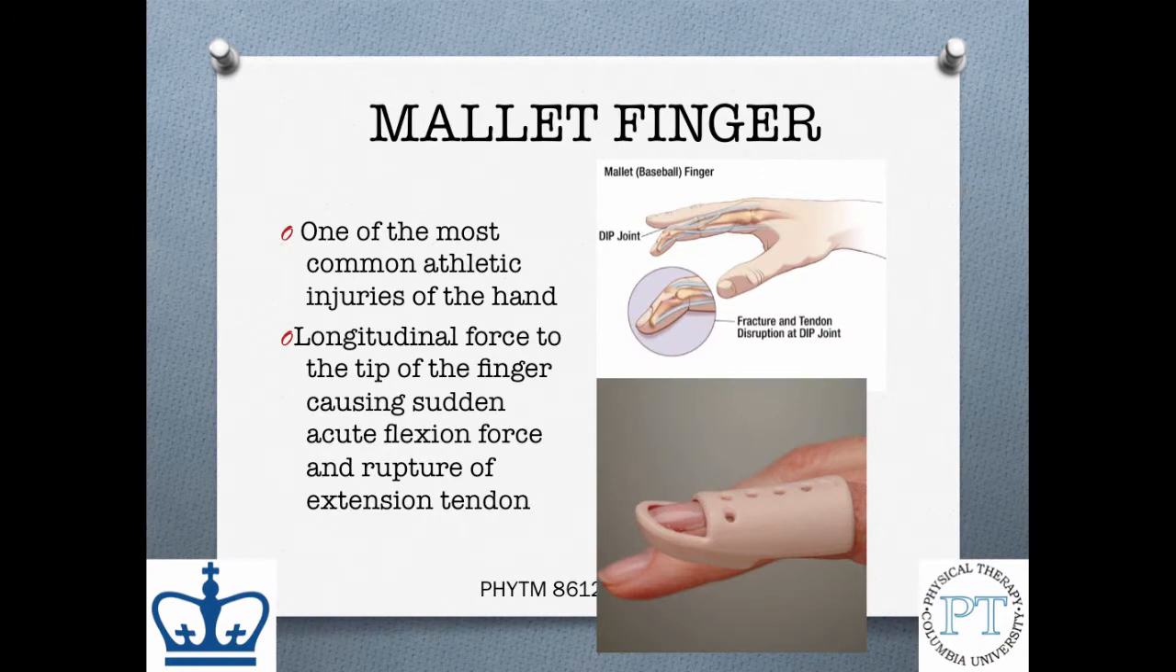The next two tendon ruptures that we're going to be talking about are a mallet finger as well as a jersey finger. So a mallet finger is one of the most common athletic injuries of the hand. Typically what happens is that there is a force applied to the tip of the finger causing an acute flexion force, and it ruptures that extensor tendon that inserts onto the distal phalanx.